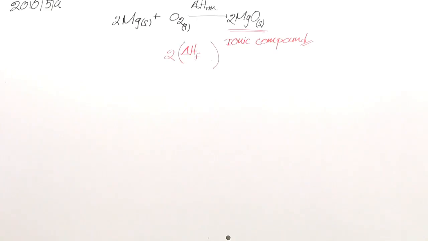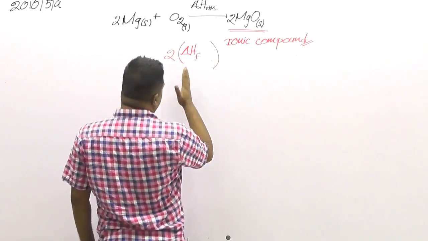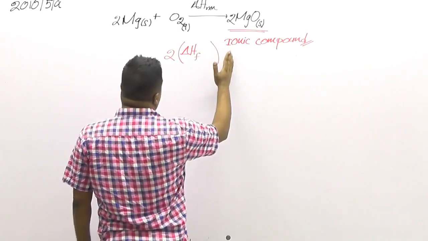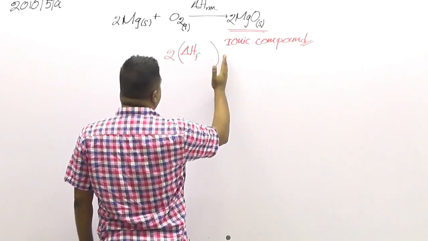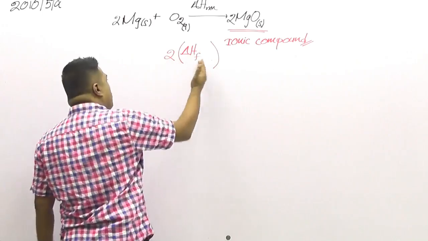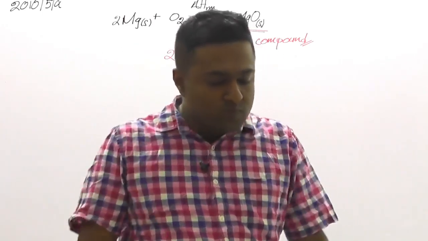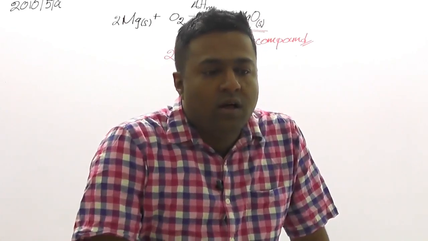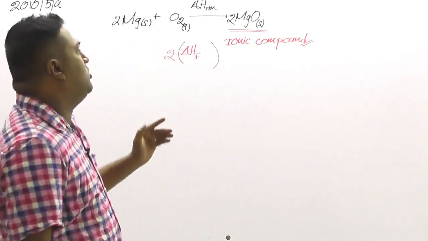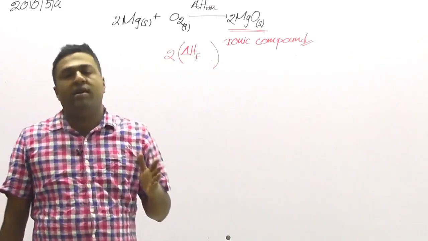Then you should identify this as an ionic compound, right? It is twice the formation enthalpy, right? You can do this question by just using a thermochemical cycle, right?